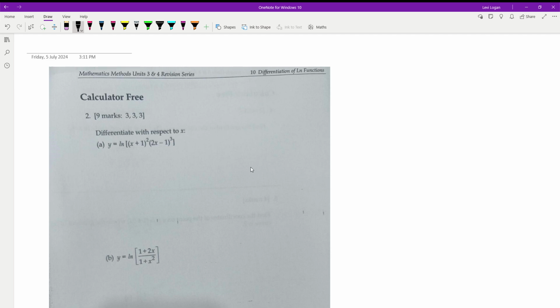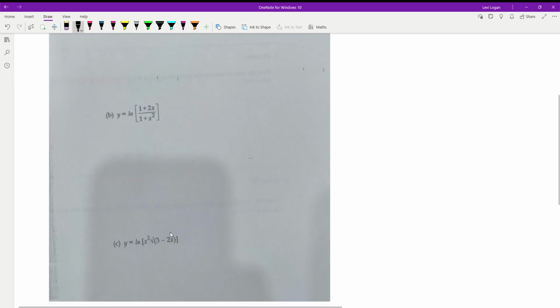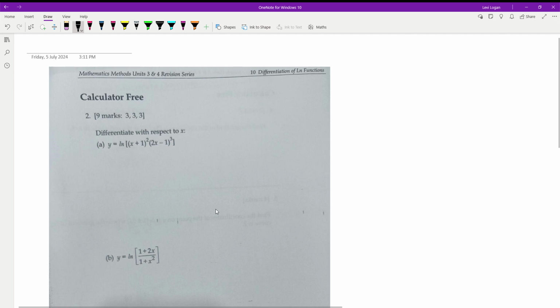In today's video we're going to be doing some student questions. These are some submitted questions, and I'm just going to be making a video on how to solve them. We've got three differentiation questions here where we're asked to differentiate the following function, and you can see they're all log based functions.